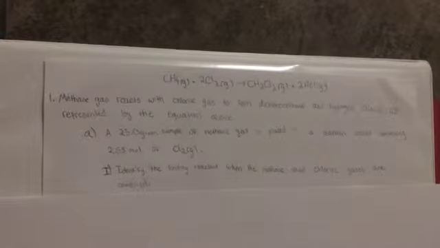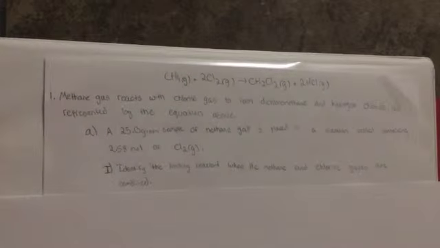Hi, I'm Sam Martinez, and this is my AP problem number 3. Methane gas reacts with chlorine gas to form dichloromethane and hydrogen chloride as represented by the equation above.